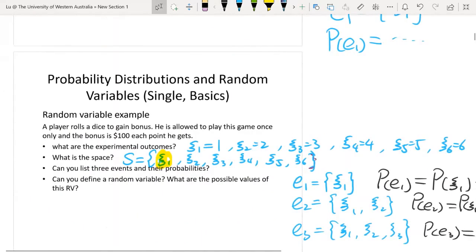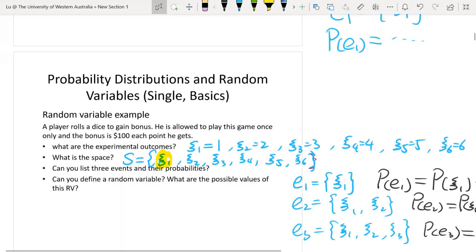Finally, the very last question. Can you define a random variable? Yes, we can. But what will be the random variable of this case? As we mentioned in the previous slide, a random variable should be a function which can be used to map the experiment outcomes to the corresponding values.